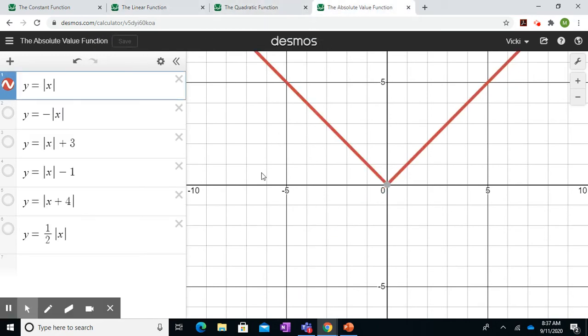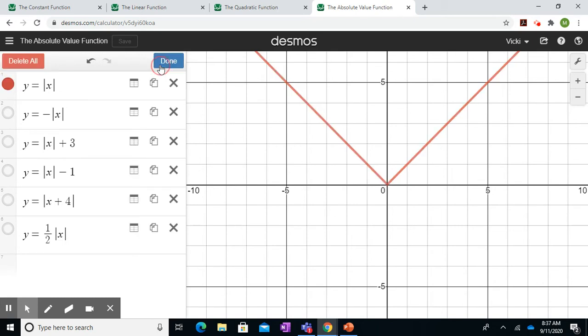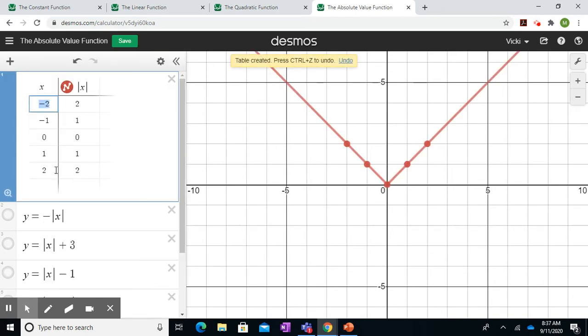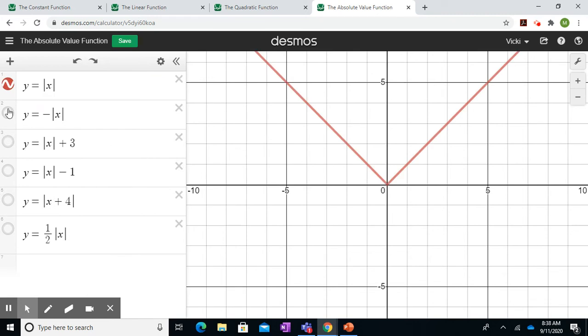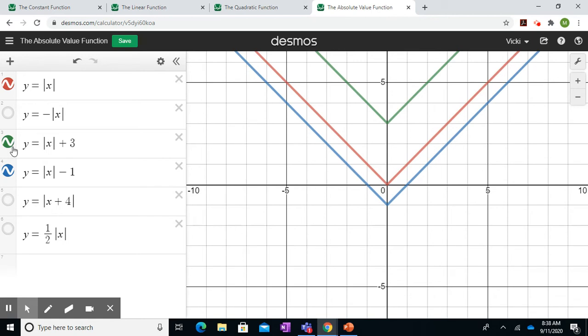Then consider the absolute value function. And again, where do I get that? Well, pull up the table. Whatever value of X you plug in, you get back the same value, but only positive. That's why the graph is only in the upper half. Compare that to a negative out front, reflects it over the X-axis. Compare that to a +3, it goes up 3 units. Compare it to a -1, it goes down 1 unit. Again, these are examples of the transformations.